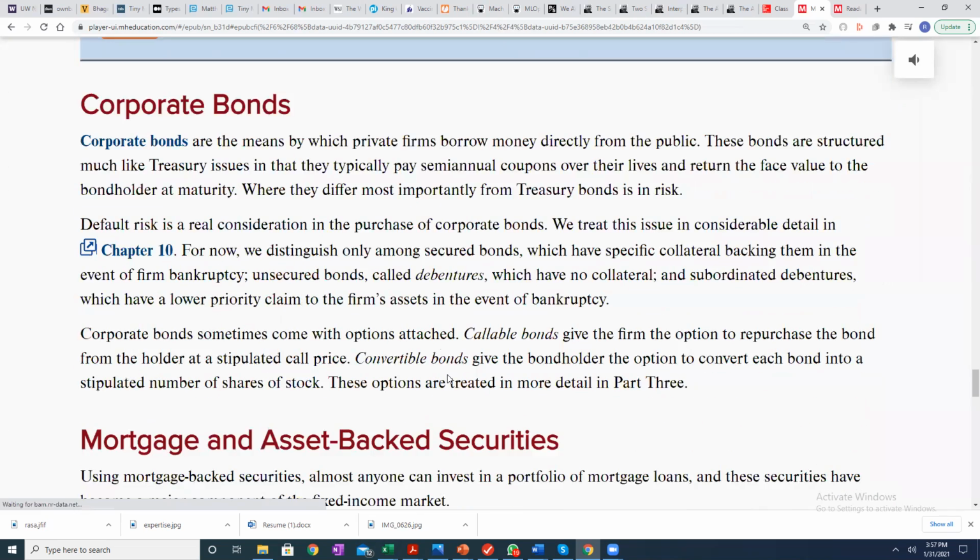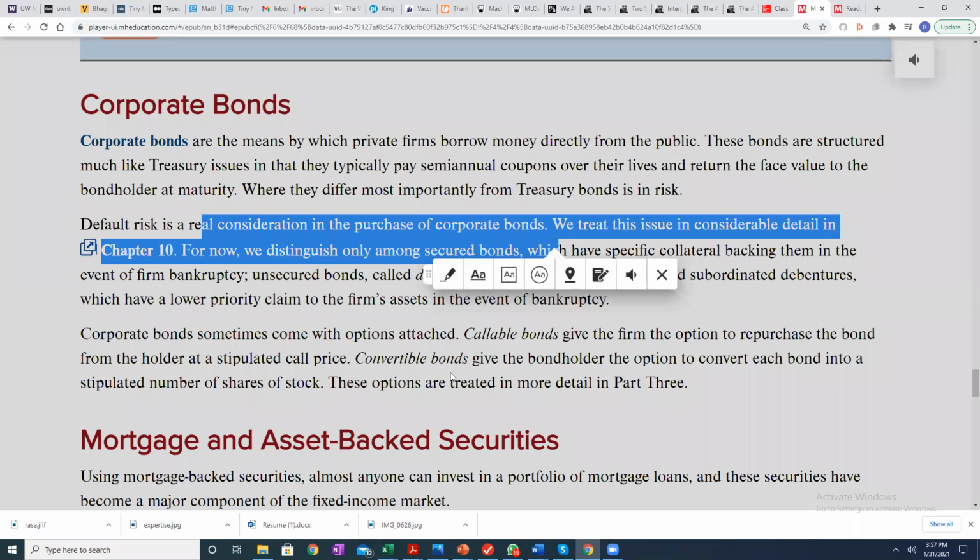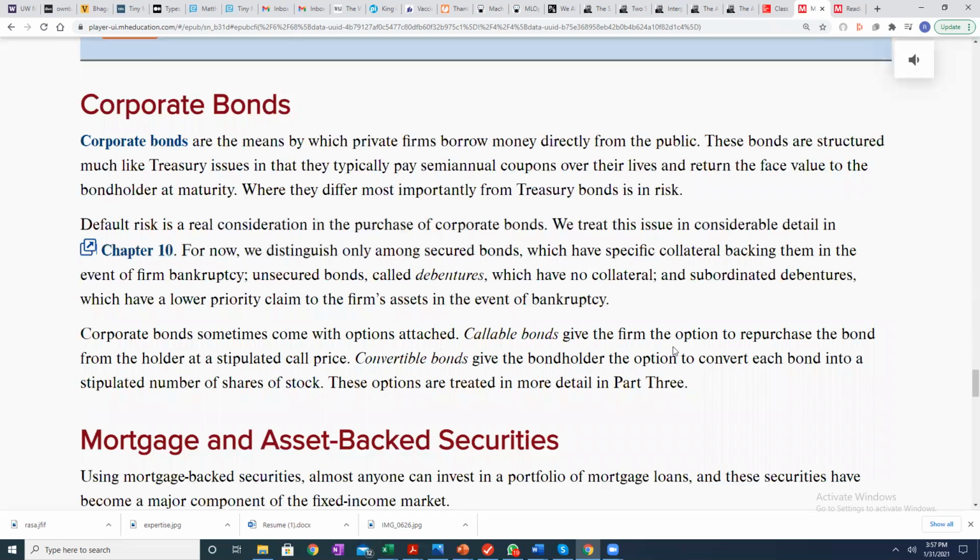Corporate bonds are issued by private firms like Tesla or Microsoft. They're much like treasuries. Default risk is a real consideration in the purchase of corporate bonds because a company can go belly up. Then there are unsecured bonds like debentures. So in terms of secured bonds, we have specific collateral backing them in the event of bankruptcy. Unsecured, there's no collateral.